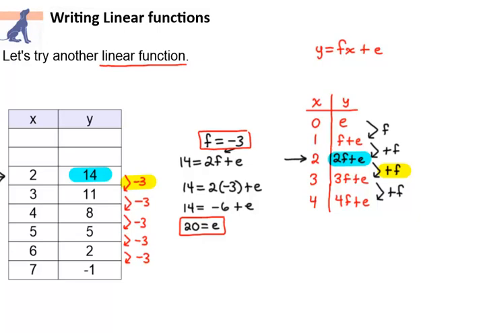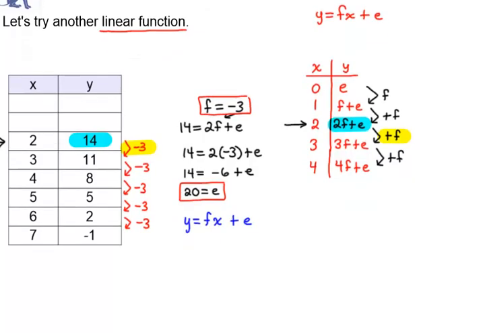So now I can write my equation. y equals fx plus e. Let's plug our stuff in. y equals negative 3x plus 20. And that's my equation. Okay.